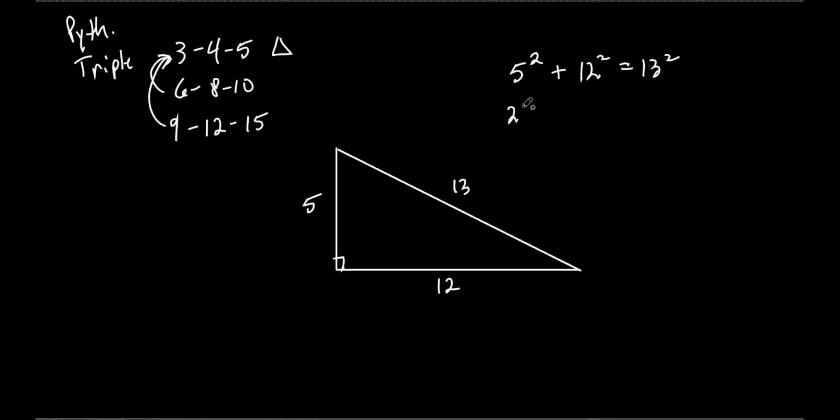What's 5 squared? 25. 12 squared is 144. What's 13 squared? Any idea? I know that one. It's 169. And if you add these, 25 and 144, that's 169. So does 169 equal 169? Yes, of course it does. So that does work, doesn't it?